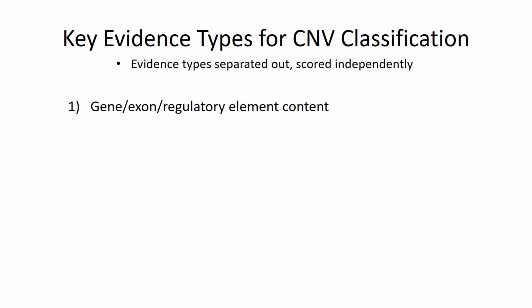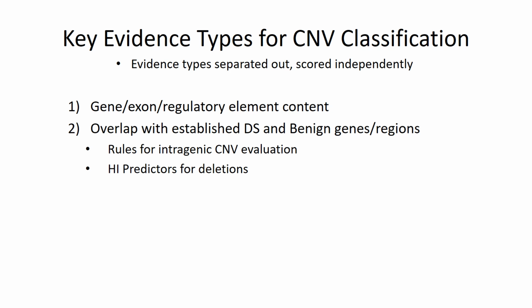Section 1 involves assessing genomic content within the deleted or duplicated interval to determine if protein coding or other gene regulatory elements are present. In Section 2, the user determines whether and to what extent the CNV overlaps any established, dosage-sensitive, or benign genes or regions, using resources including the ClinGen Dosage Sensitivity Map, which I'll be going over shortly. A few highlights from this section are rules for intragenic CNV evaluation and HI predictors for deletions.